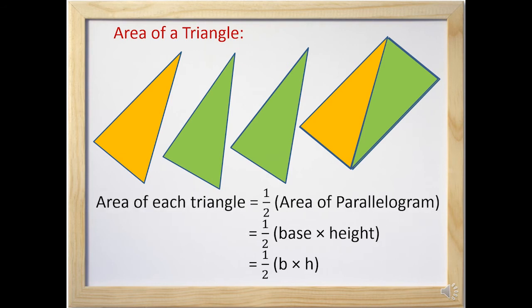Area of each triangle is equal to half the area of parallelogram, and that is equal to half into base into height, or this is equal to half into b into h. Is it clear, children, how to find the area of a triangle? Did you all understand?